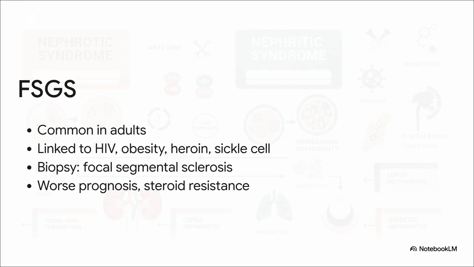Next is focal segmental glomerulosclerosis, or FSGS, which causes nephrotic syndrome in adults. You've got to link this to HIV, obesity, heroin use, sickle cell disease, and APOL1 risk variants. Biopsy shows exactly what the name says, focal segmental sclerosis. Unlike minimal change disease, FSGS carries a worse prognosis, and steroid resistance is pretty common.